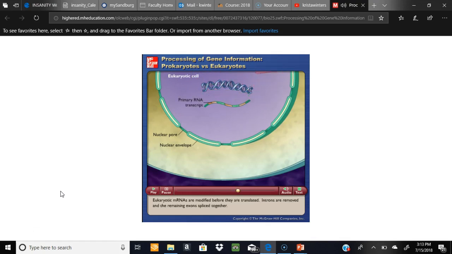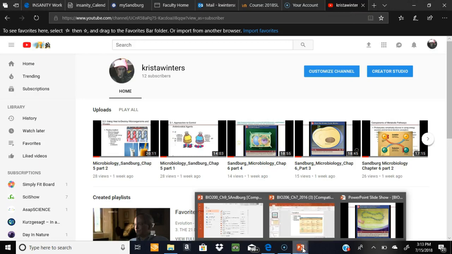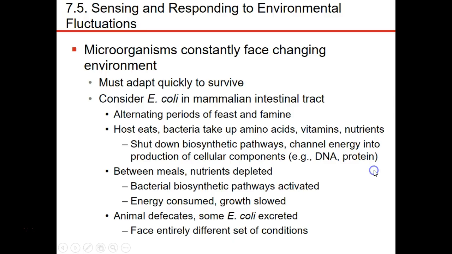Eukaryotic mRNAs are modified before they are translated. Their mRNA must be completely formed and must pass across the nuclear envelope before translation. Eukaryotic mRNAs are modified before they are translated. Introns are removed and the remaining exons spliced together. A 5' cap and a 3' poly A tail are added. The processed mRNA travels to the cytoplasm where translation occurs. In contrast to prokaryotic mRNA, eukaryotic mRNA usually specifies only a single All right, so I'm going to protein.